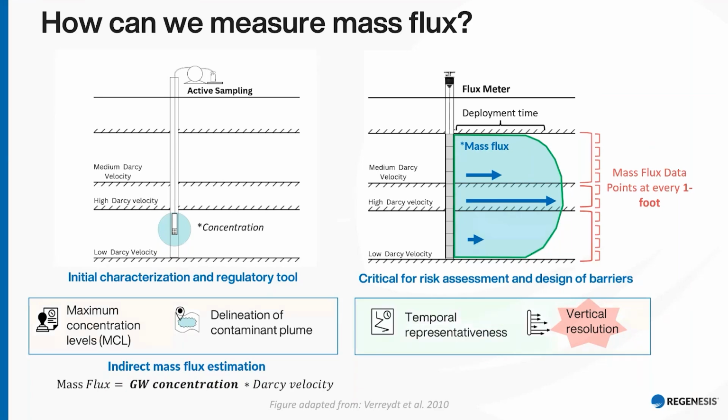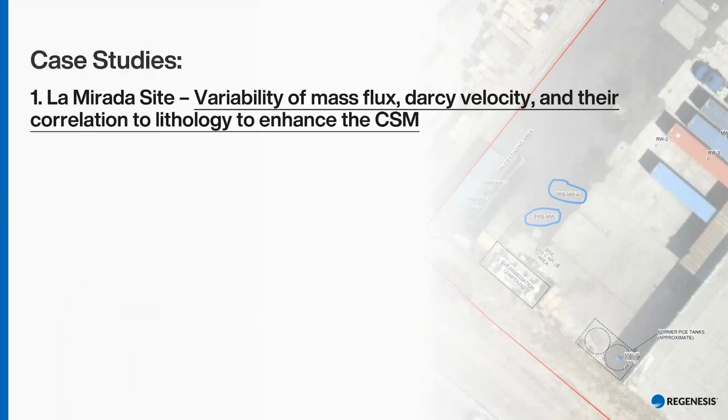But the second and most important is the vertical resolution. Now we can delineate in a single screen section what is the mass distribution, what is this high maxima flux, and where do we have to target our approach. We'll discuss now two case studies.